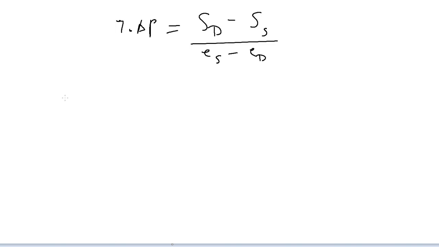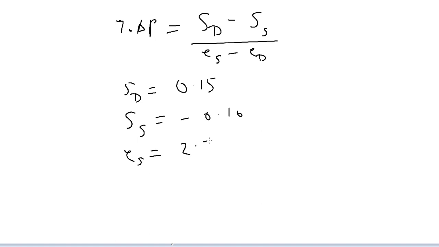Okay, so let's do a quick example here. Suppose you have the formula in front of you, which is this here, simply borrowed from the slides. Now, let's say you're given that SD equals 0.5, SS equals negative 0.1, ES equals 2.5, and then ED equals negative 1. Okay, so all these values are pretty much given to you.